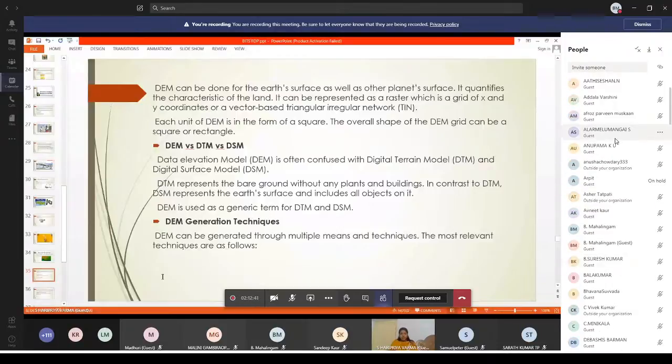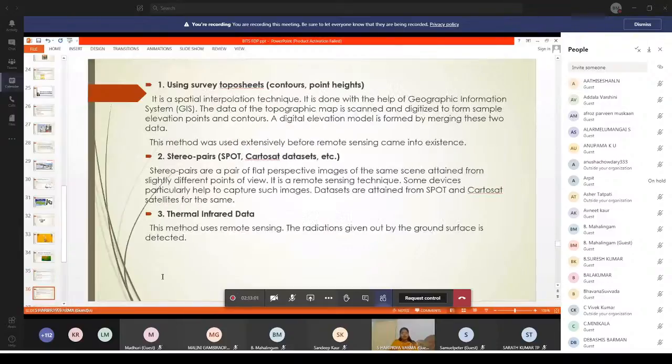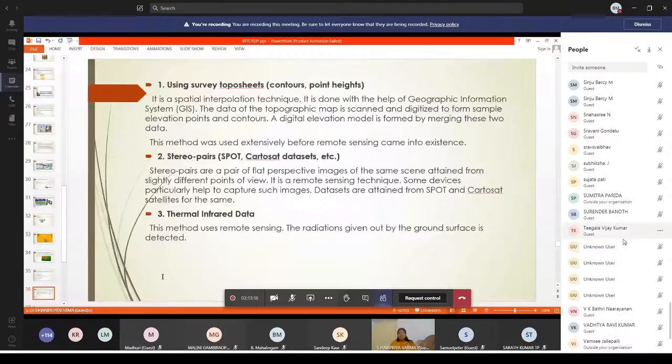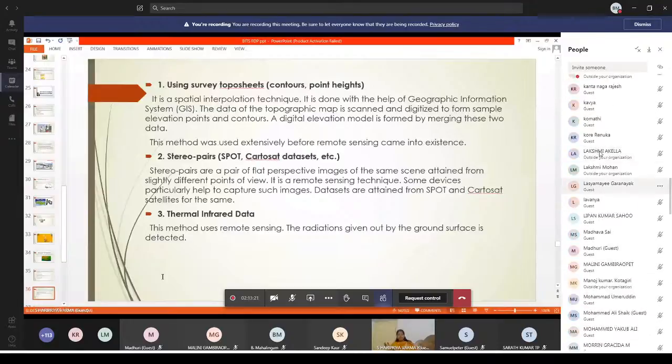Digital elevation models are generated through multiple means and techniques. The most relevant techniques are as follows. First one, using survey topography, contours, and point heights. It is a spatial interpolation technique done with the help of a geographic information system, that is GIS. The data of the topographic map is scanned and digitized to form sample elevation points and contours. A digital elevation model is formed by merging these two data. This method was used extensively before remote sensing came into existence.